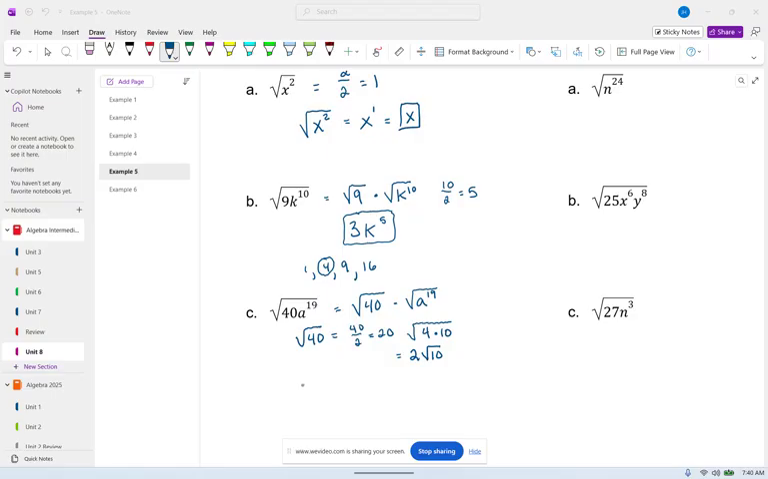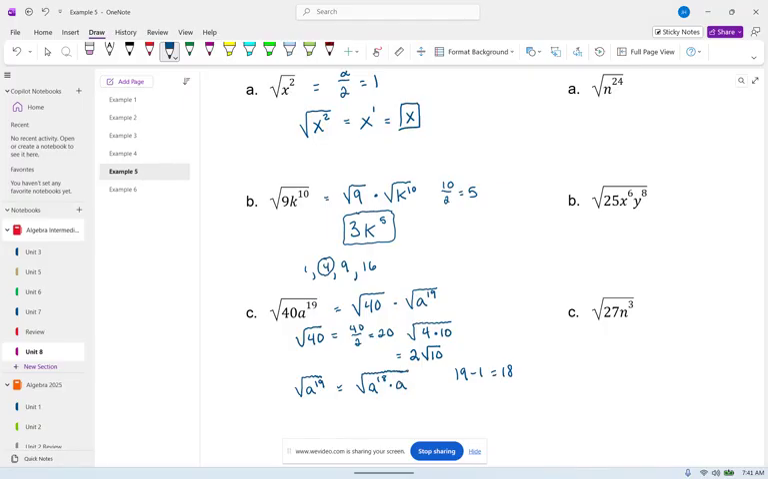Now onto the variable. Square root of a to the 19th. Well, 19 is not an even exponent. My apologies. And so we're going to break it up into an even exponent and then an odd exponent. So we think about 19 minus 1 is 18. So we can break this up as a to the 18th times a.